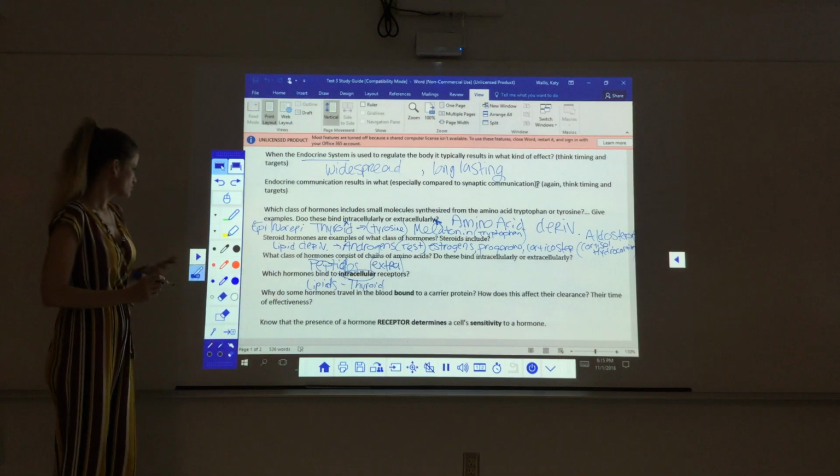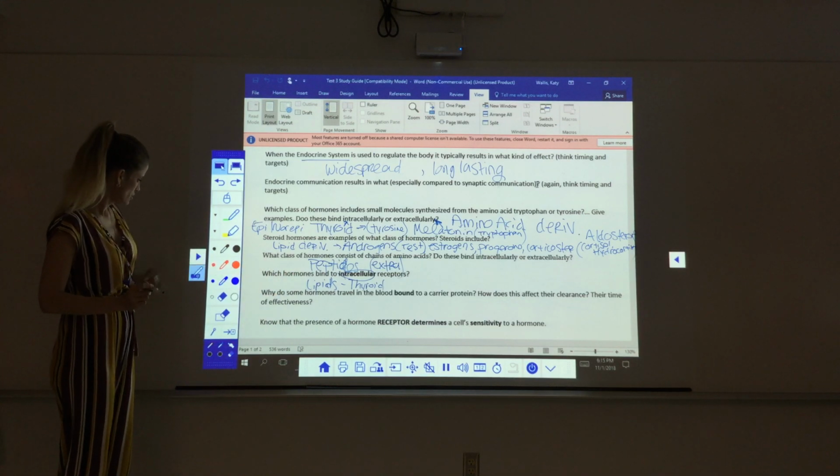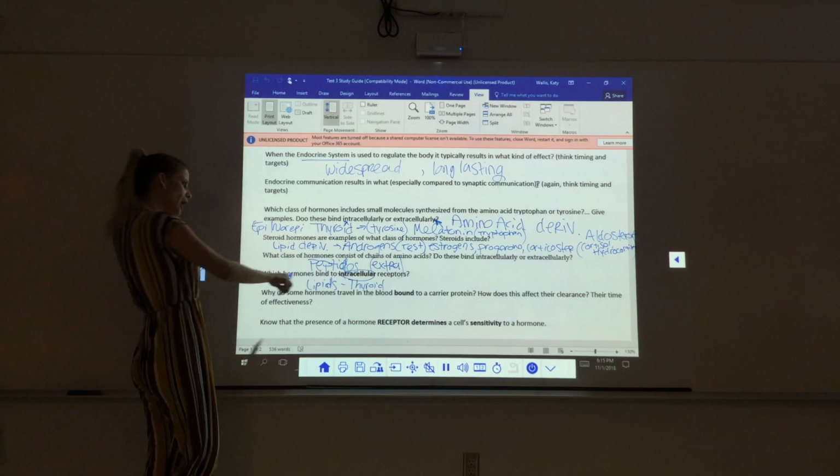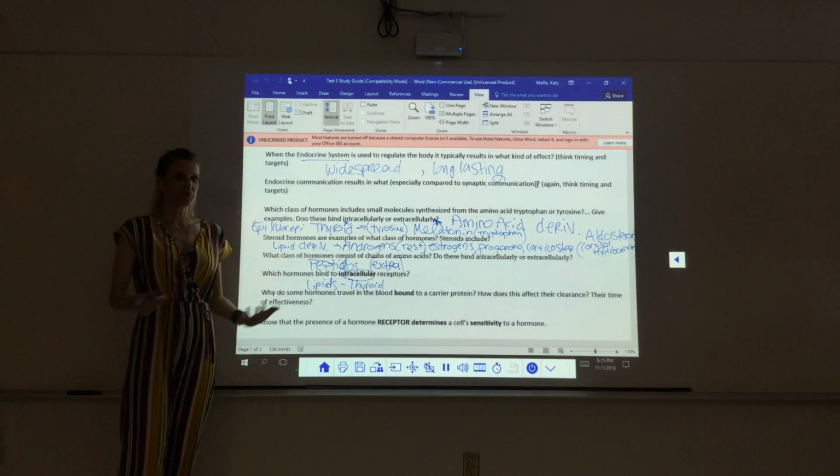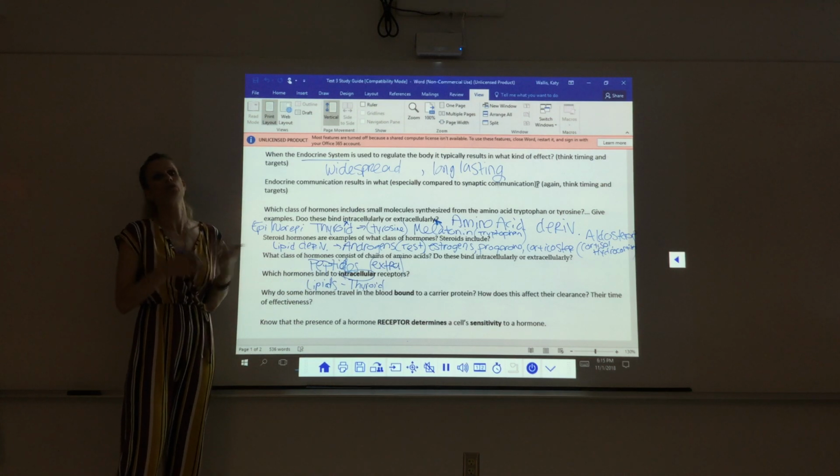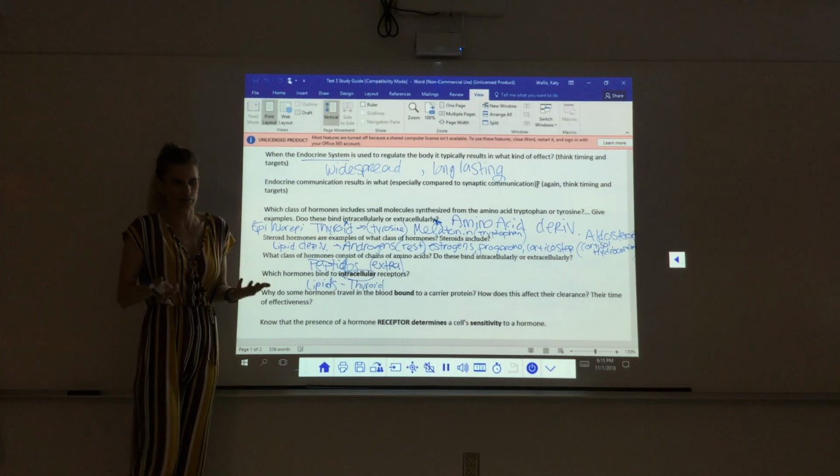Okay. So when you write something like lipid derivatives, understand what that means, what it is that you're actually saying by saying lipid derivatives.